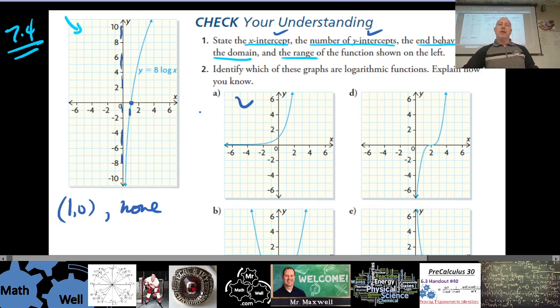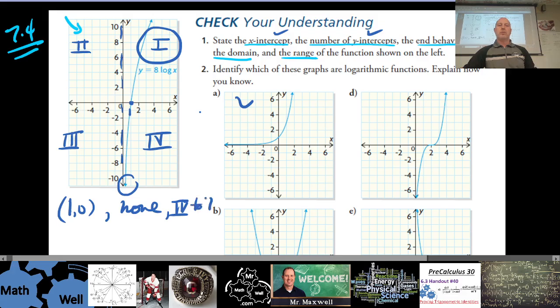All right, so end behavior. Remember we talked about end behavior, like where the graph starts and ends, which quadrants? So what quadrant does this graph start in? 4. So 1, 2, 3, or 4. Yeah, it starts in 4. It does not cross this y-axis boundary. So it starts in 4 and it ends in 1. So 4 to 1. That's the end behavior.